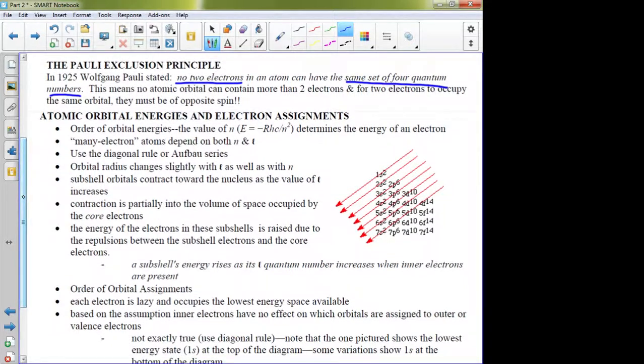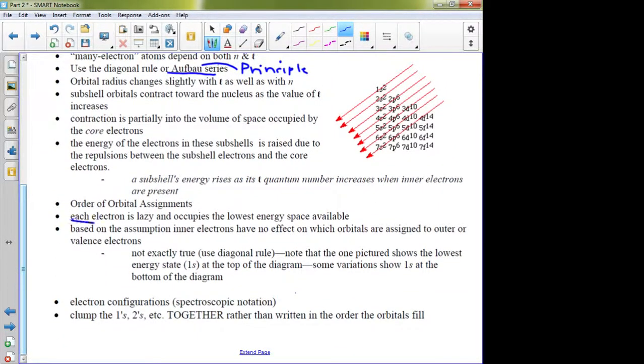Okay? And then the Aufbau principle came along. It's called the Aufbau principle, for those of you who just want to know the name of it. The Aufbau principle says that electrons are going to fill in the lower energy levels first, and then they'll increase. So each electron wants to occupy the lowest energy space available. It's going to fill the lower ones, and then move on to the higher ones. Well, how do I know what's lower and what's higher?